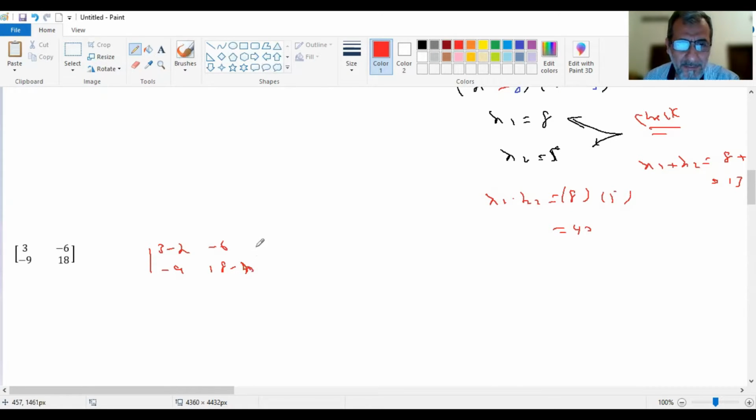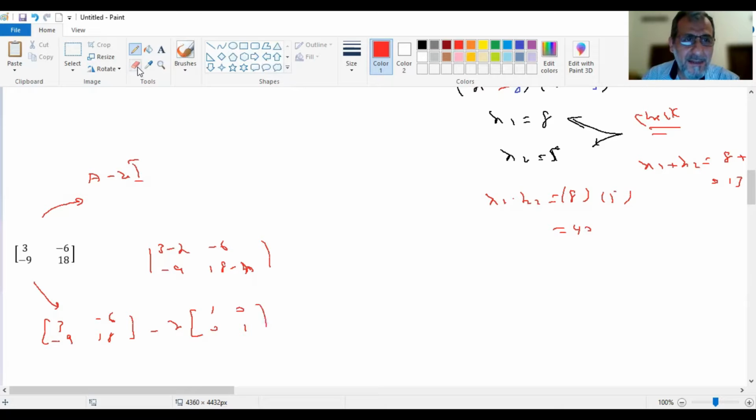Why? Because we have to find A minus lambda I. So what is the A? Here 3, negative 6, negative 9, 18, and I is 1, 0, 0, 1. So here A has 3, negative 9, and negative 6, 18, minus lambda times I, which is 1, 0, 0, 1.